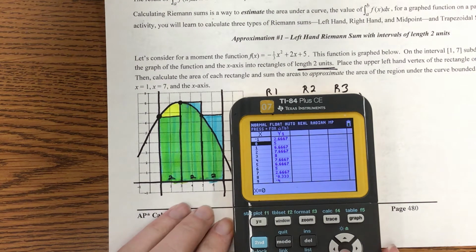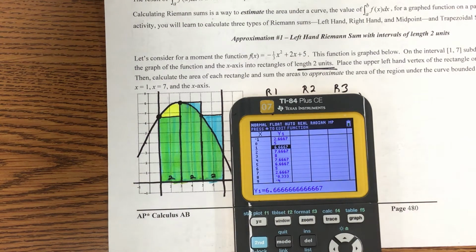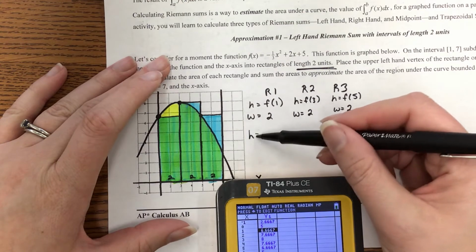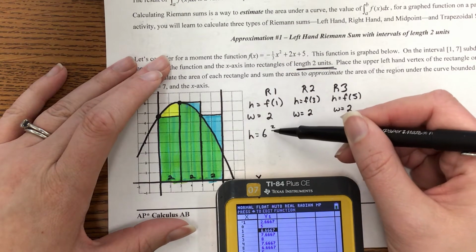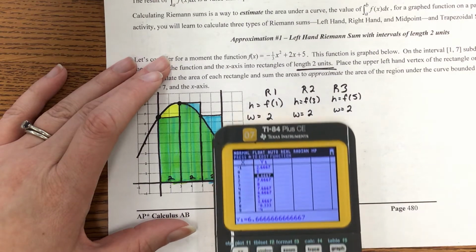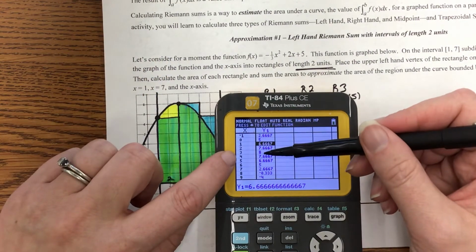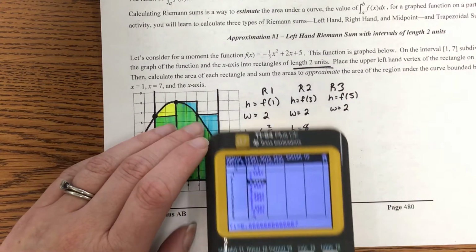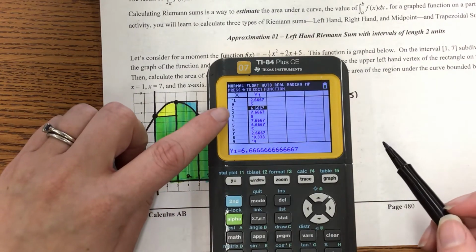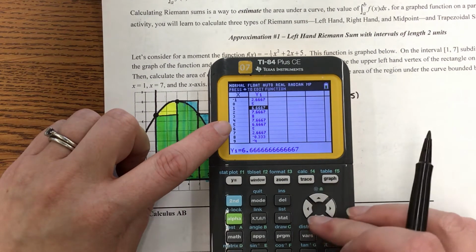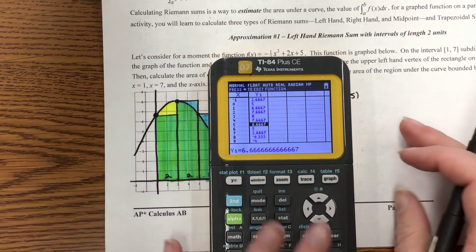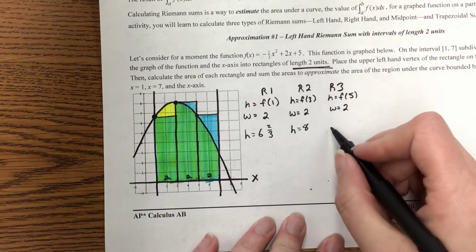Our first one was f of 1, and that is 6.6 repeating, so that's 6 2/3. So this height was 6 2/3. F of 3 is 8. So this rectangle had a height of 8. And x equals 5 was the other one. The height was 6.6 repeating again, so 6 2/3.